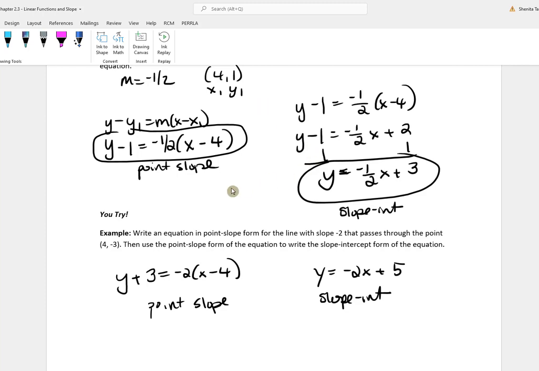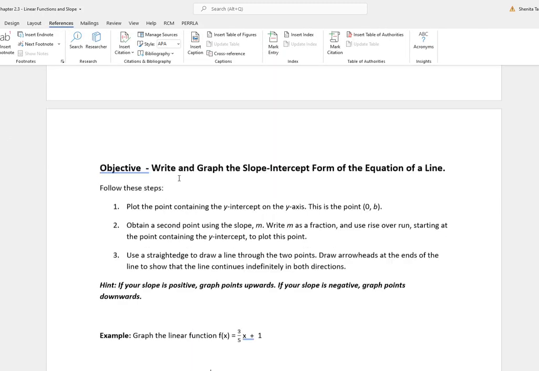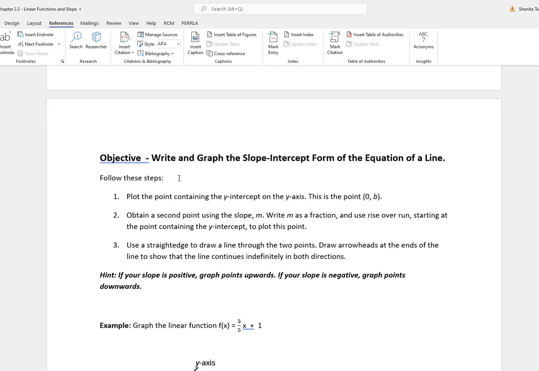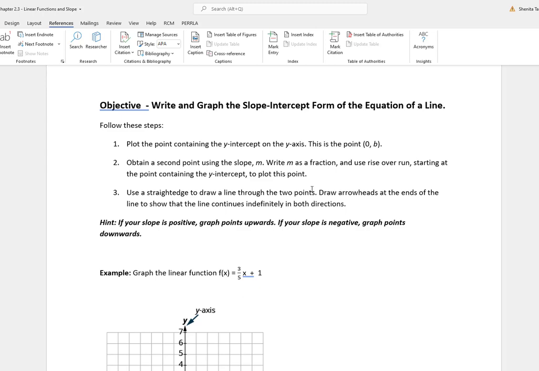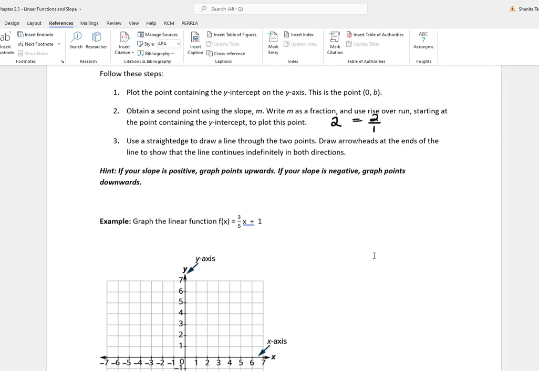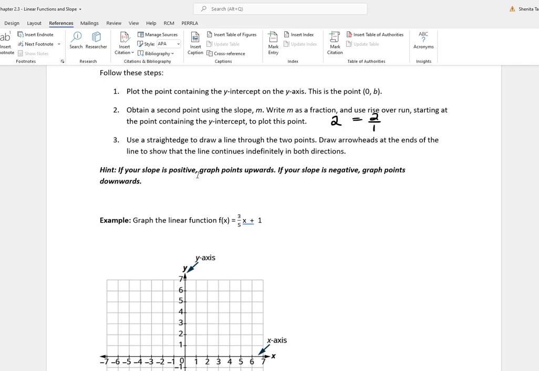So now let's talk about how to graph. We're going to write and graph the slope-intercept form of the equation of a line. The first step is to plot the y-intercept. The y-intercept is 0, b. Then to get to your second point, you're going to use the slope, m. You're going to write m as a fraction. If it's not already a fraction, you can make it into one. So if you have 2, that's the same as 2 over 1. Then you rise and run over to your next point. Then you draw your line through the 2 points. If your slope is positive, your graph is going to point upwards. If your slope is negative, your graph is going to point downwards. So that's a hint.